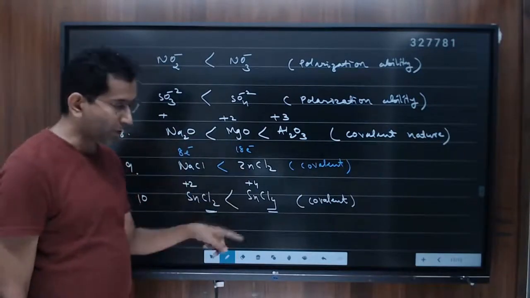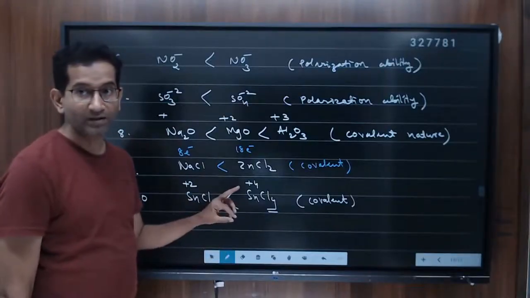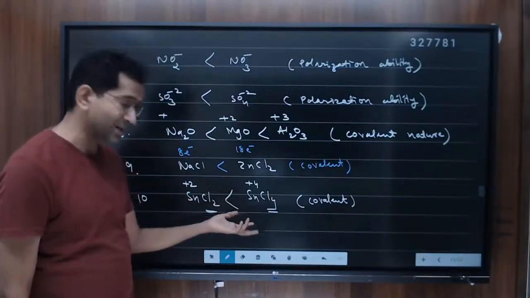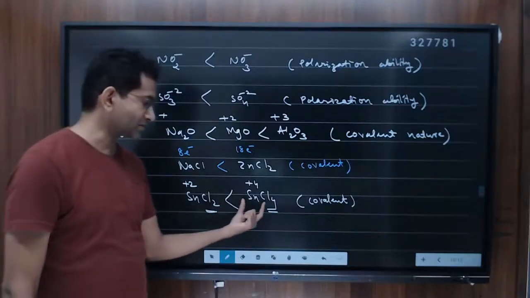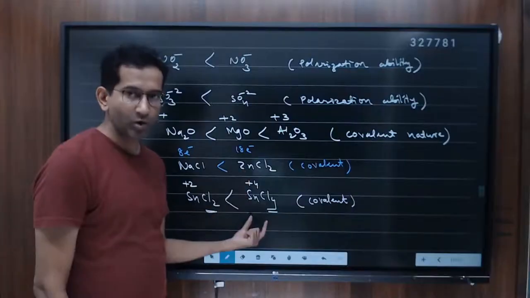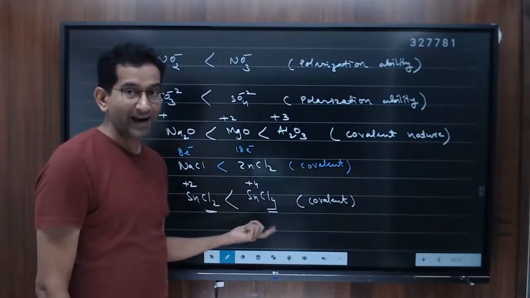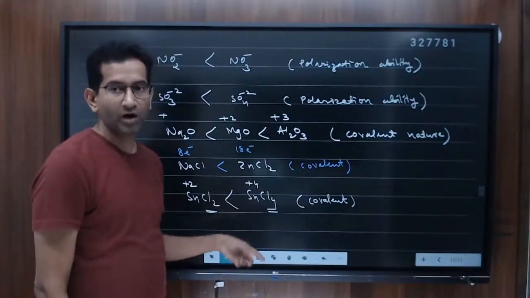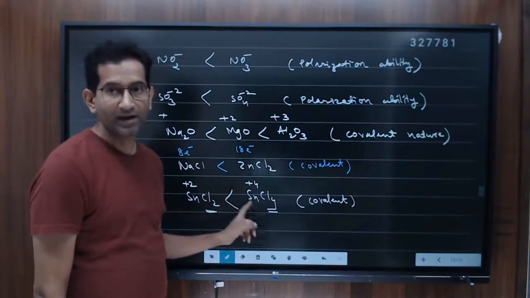If more covalent character, if you are asked what will be the status of melting point, then answer will be reversed. Why? Because this has more covalent character. More polarization, more covalent character, then what? Melting point will be lower, water solubility will be lower. Take care of this, right?